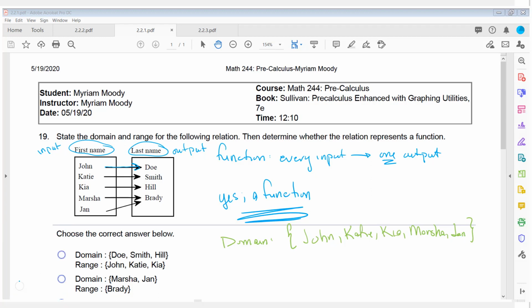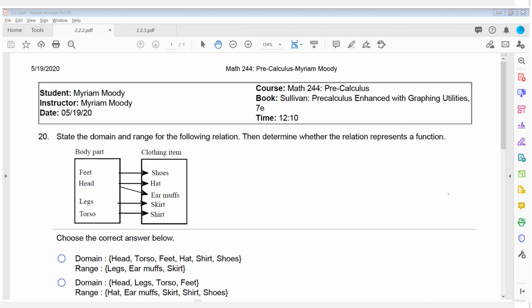Now my range. My range is the output. So again, we're going to write it in set notation. And so our range is, or are the words Doe, Smith, Hill, and Brady, all separated by commas. Cool? Okay, let's look at another one.